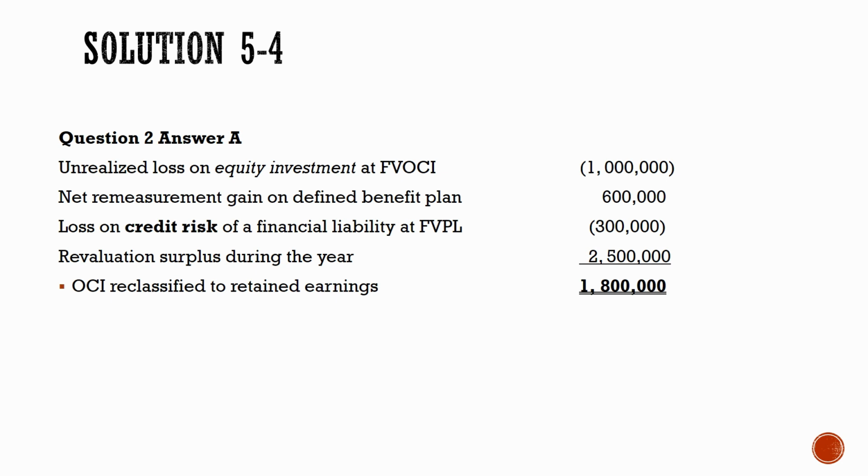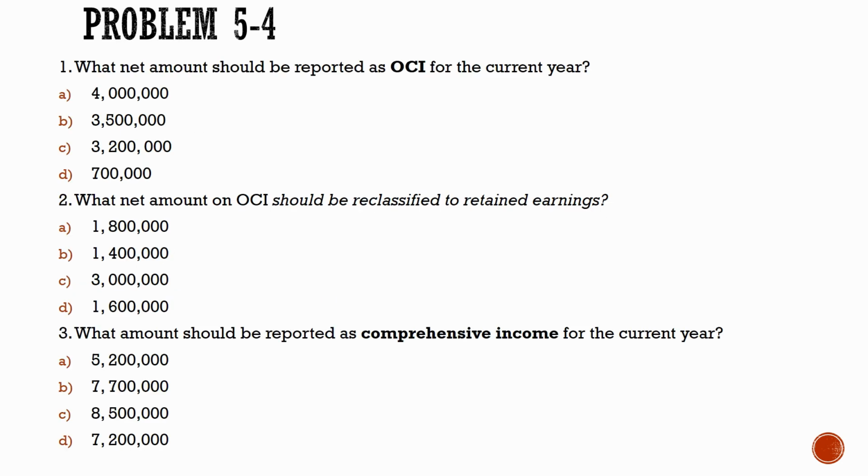Next problem, Miss Maigting po. So for question 3 of problem 5-4, what amount should be reported as comprehensive income for the current year? So let's define muna kung ano ba yung comprehensive income. It is the change in equity during a period dahil sa mga nangyaring transactions at iba pang events, other than the changes na nangyari naman dahil sa transactions with owners in their capacity as owners.